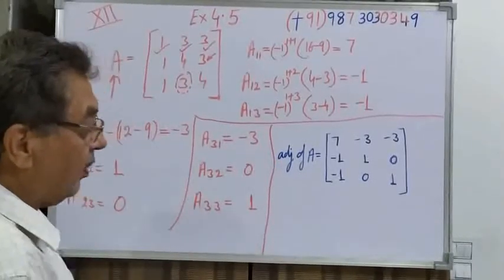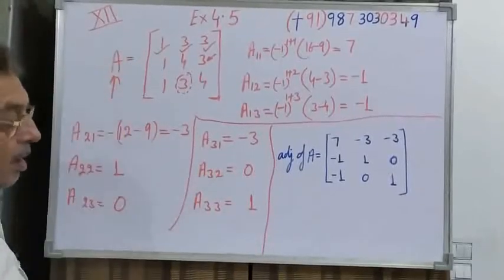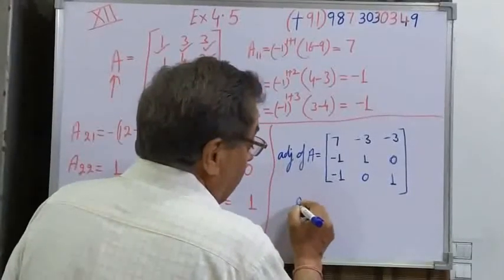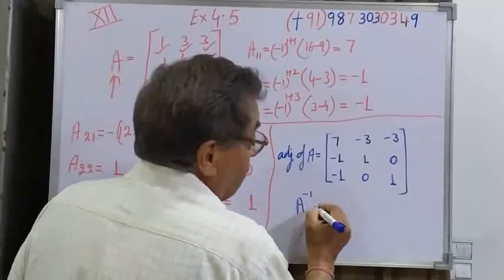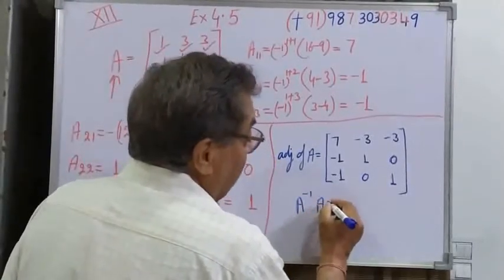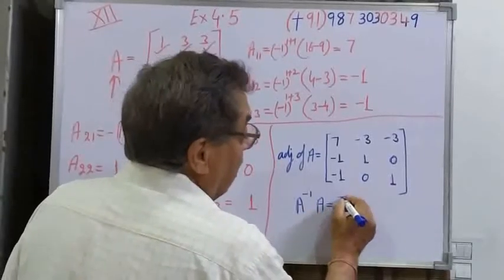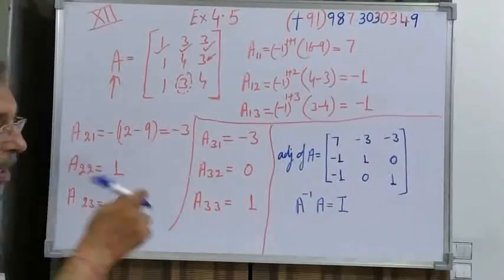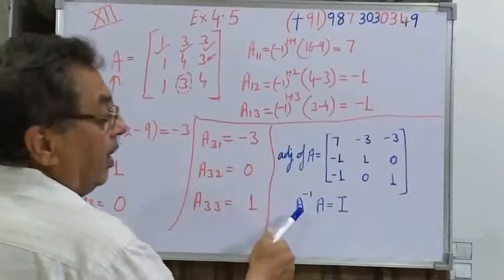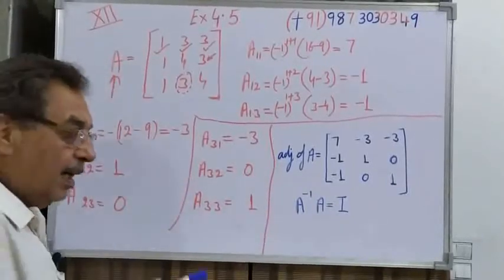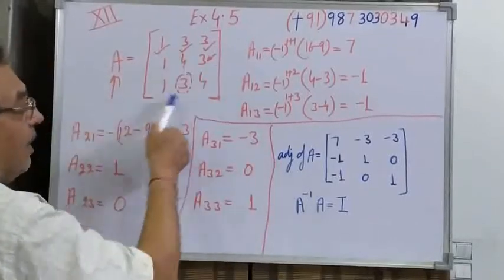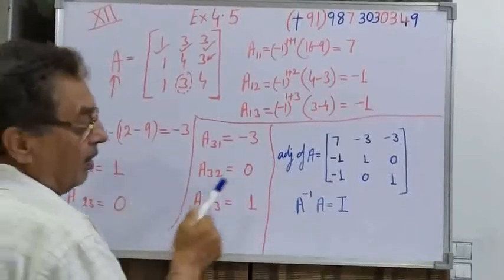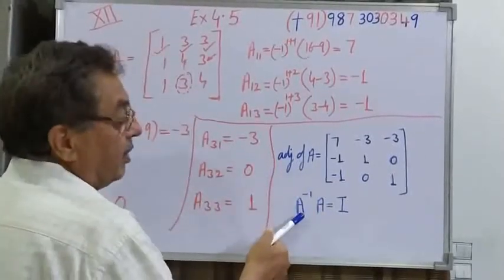Now how to get the inverse? How to get the inverse of the matrix A? What is the meaning of inverse? Inverse of a matrix means that whenever the inverse so obtained is multiplied with the matrix itself, we will get the identity matrix. This is the property of the inverse of a matrix. So I have written the adjoint of A. Now I will obtain the inverse of A, and that A inverse, when multiplied with this matrix, will give us the identity matrix of the same order, which is that of the matrix A inverse or A.